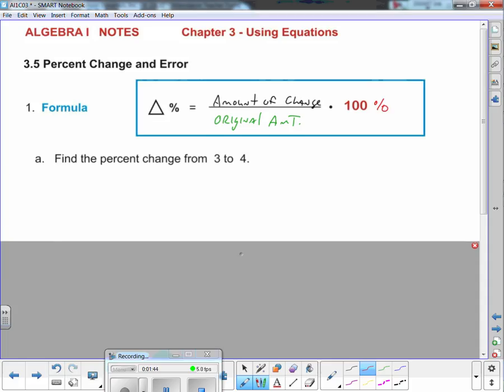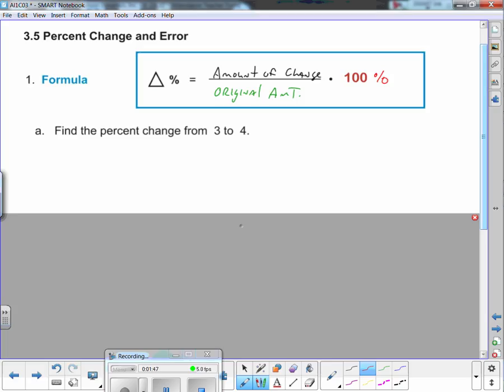Okay, so let's do a problem like A. Find the percent change from 3 to 4. Pretty simplistic. So our change in percent is just going to be 4 minus 3. But you've got to divide by the 3. You can't divide by the 4. We went from 3 to 4. That 3's got to be on the bottom. Multiply times 100% and you'll be there. But this one you can do in your head, right?